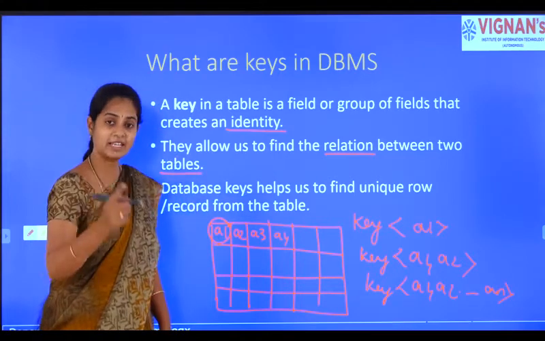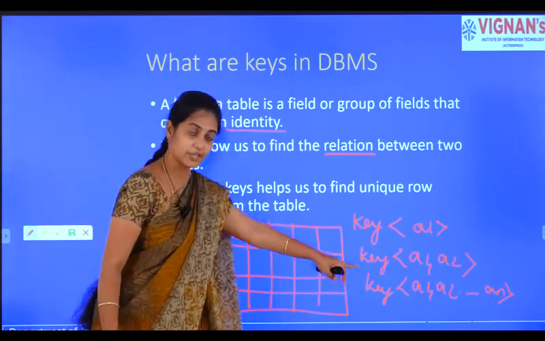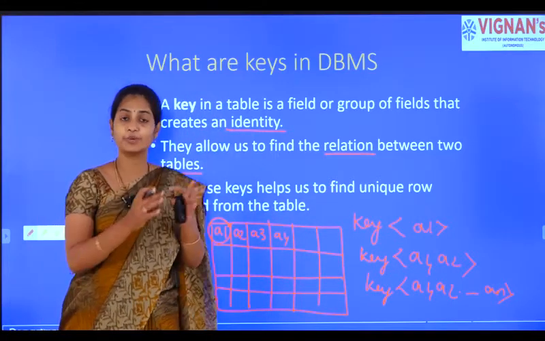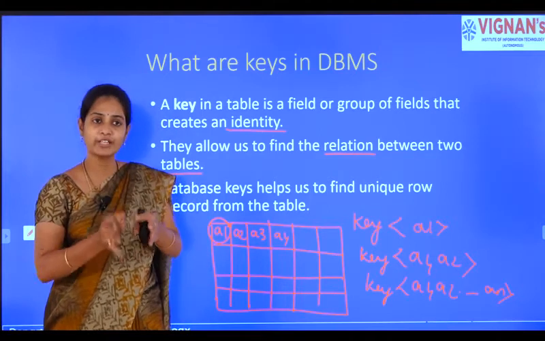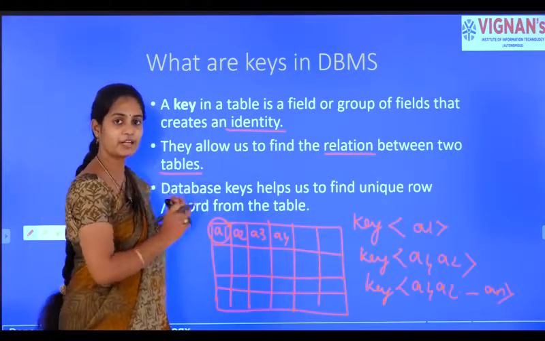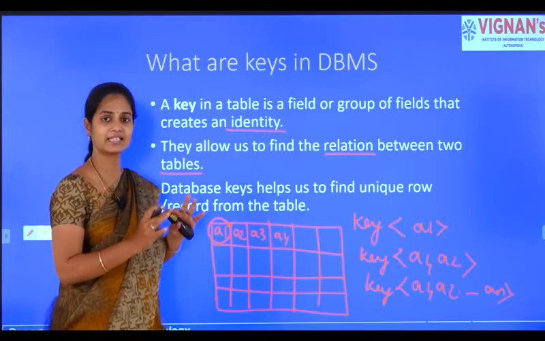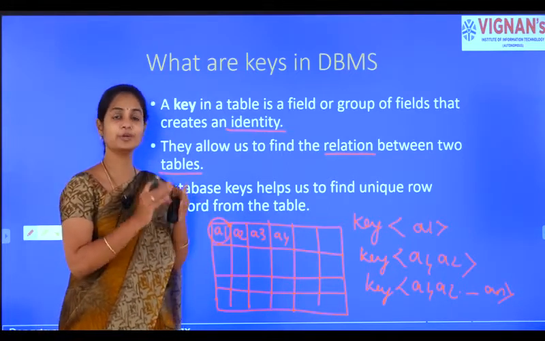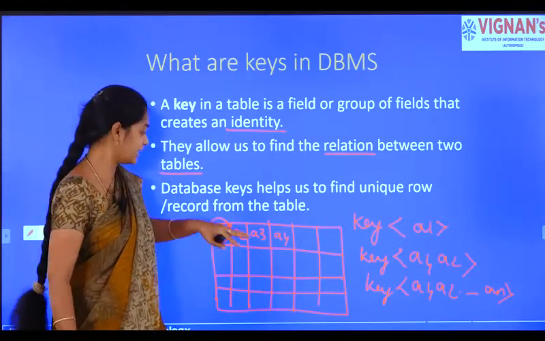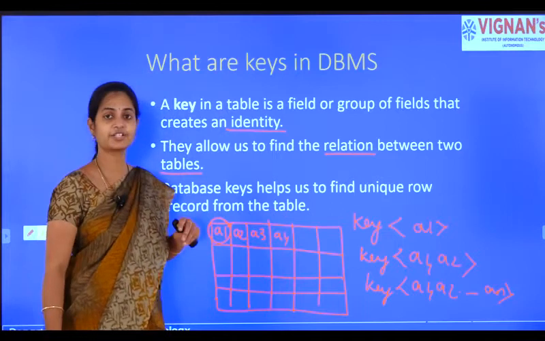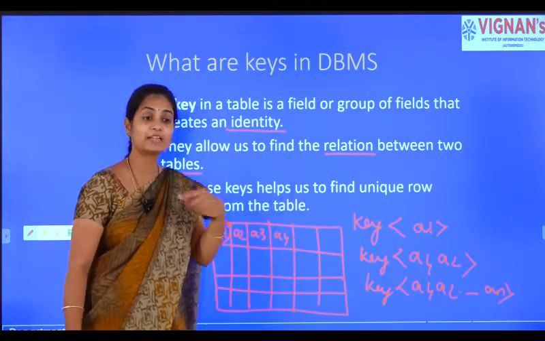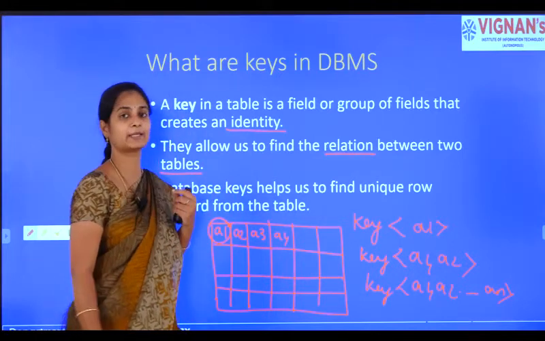Right, and at the same time, using this key you can uniquely find a tuple from the table. You can easily distinguish to which table this record belongs. So, understood what is the concept of key? A key is nothing but a single attribute or a set of attributes that uniquely identifies the tuple of a relation or the association between the tables. So, it will create an identity. This is nothing but a key.